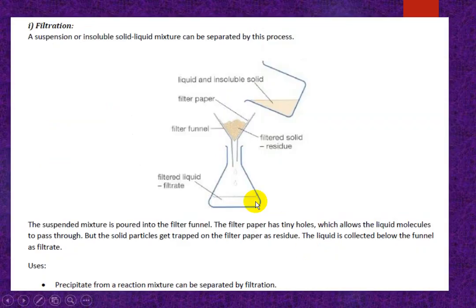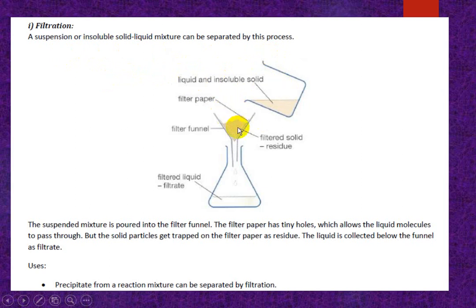So filtration is a suspension. A suspension, an insoluble solid and liquid mixture, can be separated by this process. Suspension is a mixture of liquid and insoluble solid, like sand and water. Sand is an insoluble solid. So an insoluble solid and liquid mixture is called a suspension. So a suspension can be separated by this process, filtration.